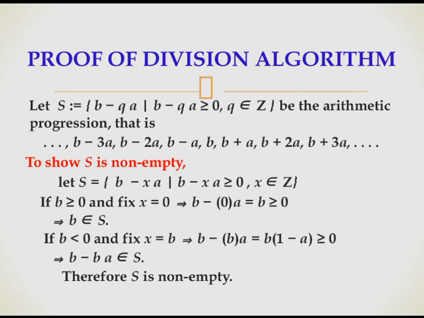Suppose b is greater than or equal to 0 and fix x equal to 0. That is, substituting the value x equal to 0 in the above set S, we get b greater than or equal to 0. Therefore, b is in the set capital S, which implies b belongs to capital S. The next case is if b is less than 0 and fix x equal to b. Substituting x equal to b in the above set capital S, we get b into (1 minus a) greater than or equal to 0. Therefore, b into (1 minus a) is in the set capital S, which implies b minus ba belongs to capital S. Therefore, the set capital S is non-empty.